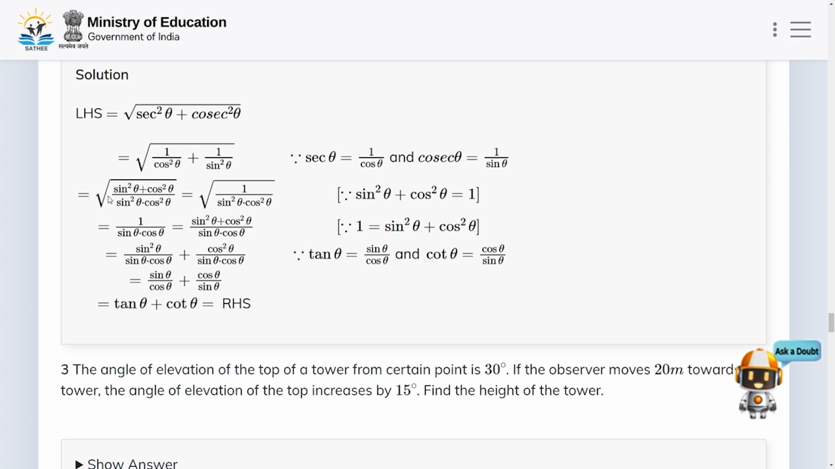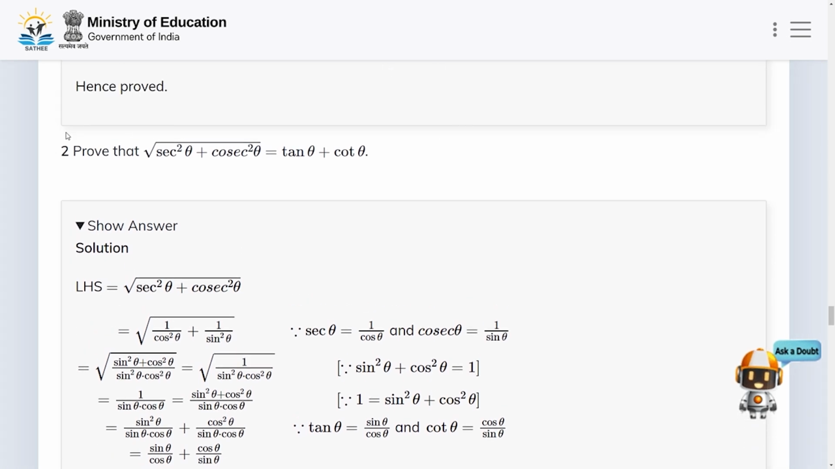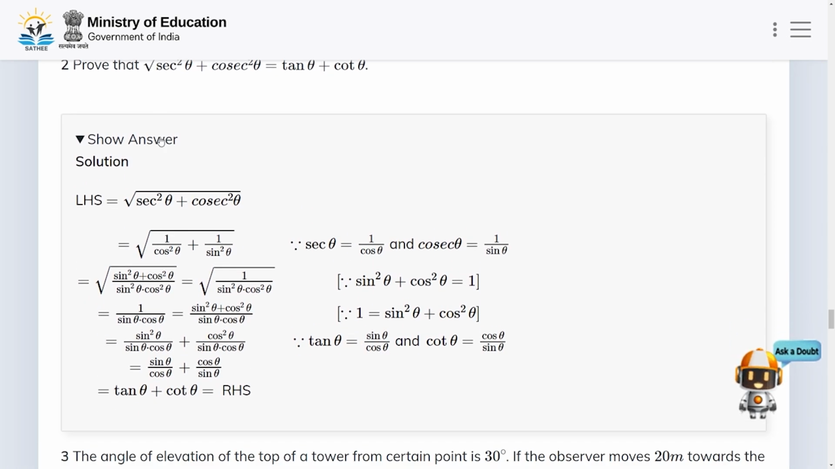Okay, so left hand side is equal to right hand side. So hence proved: square root of sec square theta plus cosec square theta is equal to tan theta plus cot theta. Okay, so now let us move to the next problem.